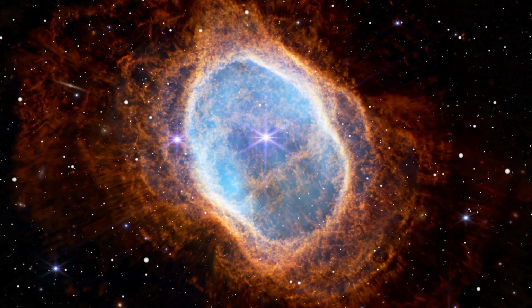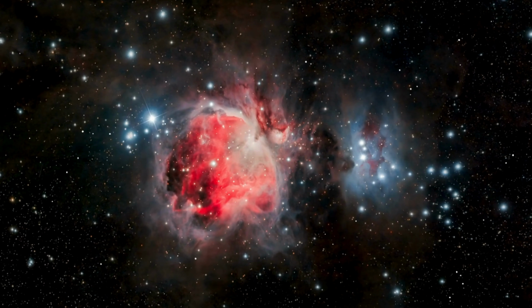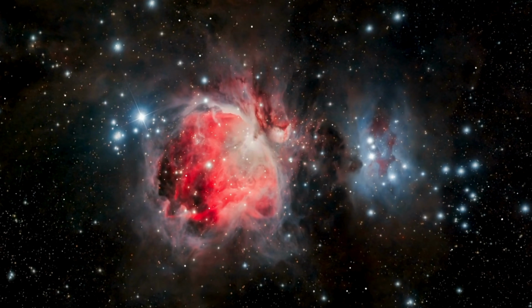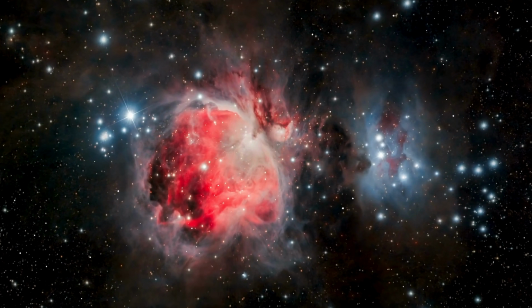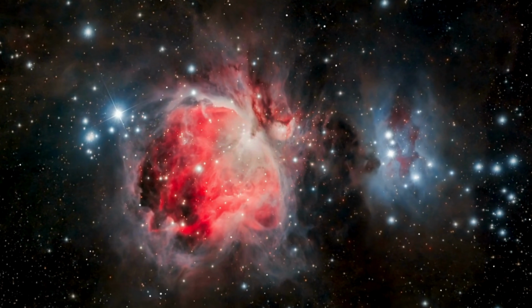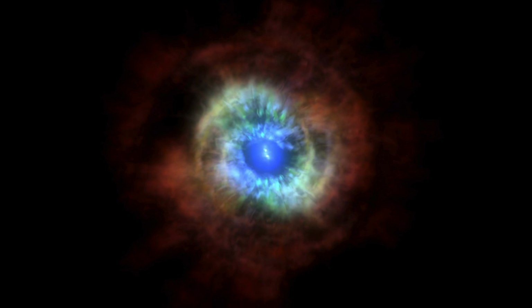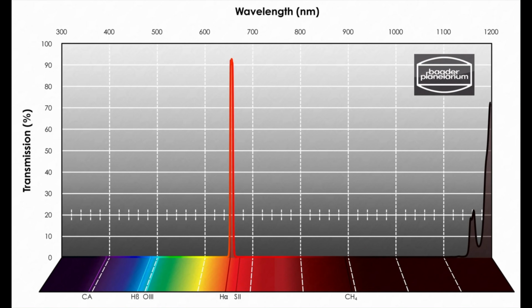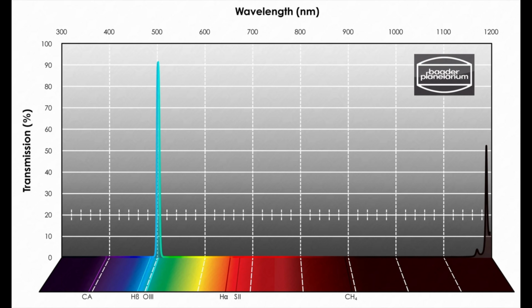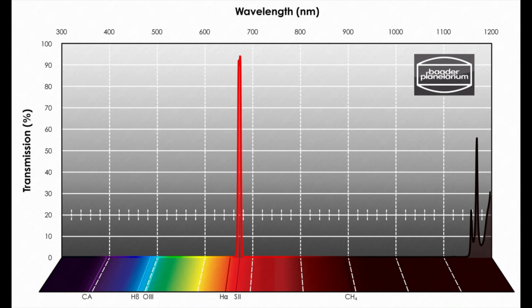Emission nebulae glow in specific atomic lines, and when a filter isolates one of those lines, everything else, light pollution, moonlight, city glow, falls away into darkness. Even under a Bortle 9 sky, the nebula still speaks. Some narrowband filters isolate just one of these lines, perfect for monochrome cameras that thrive on precision.